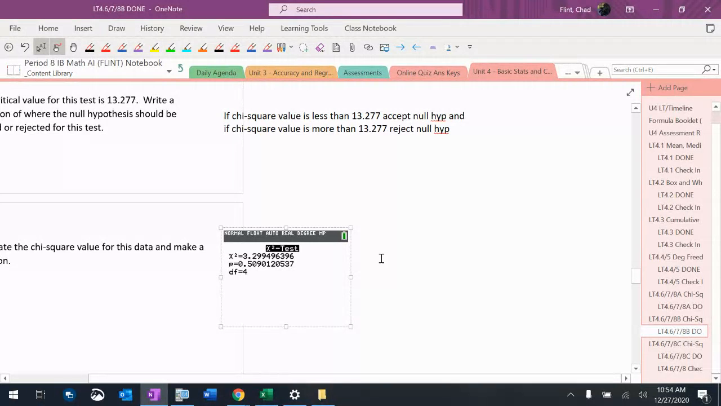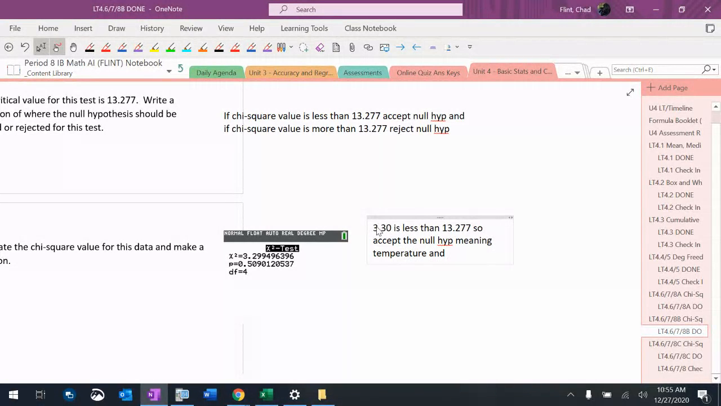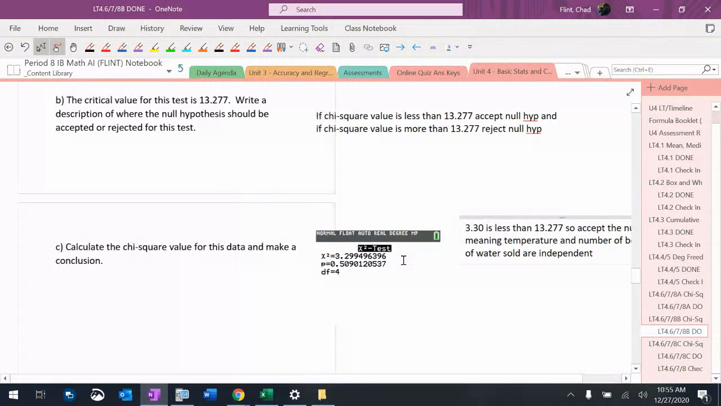My chi-squared value is 3.30. So 3.30 is less than 13.277, so we accept the null hypothesis, meaning temperature and number of bottles of water sold are independent. Okay, because the null hypothesis is always that they're independent. So if you accept it, it means your data is independent. If you reject it, it means your data is dependent.